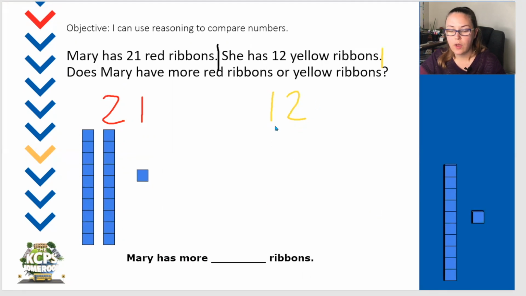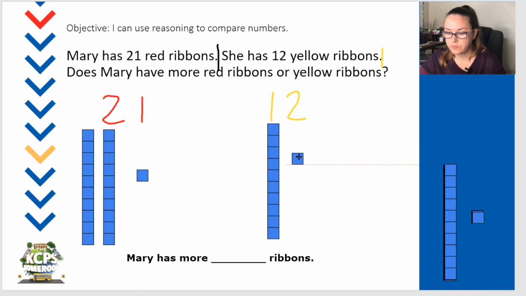Now let's look at 12. And you maybe have already solved this problem. We've been working a couple weeks on this concept. How many tens rods do I need to pull in order to model the number 12? Well, 12 has 1 ten and 2 ones.